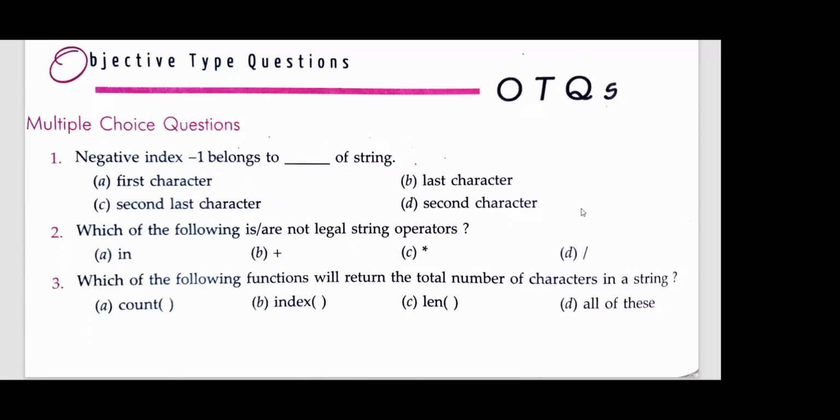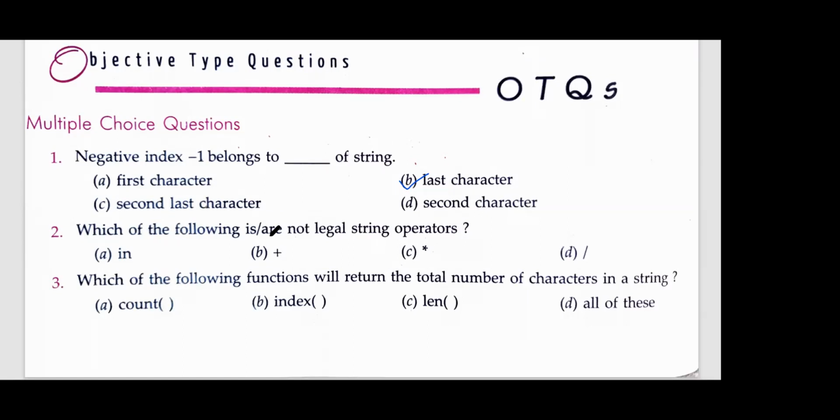Fine. So the very first question is: negative index -1 belongs to dash of string. Last character. Answer is last character. Because we know if we have any string, -1 indicates the last character, then -2 second last, -3 third last, and so on.